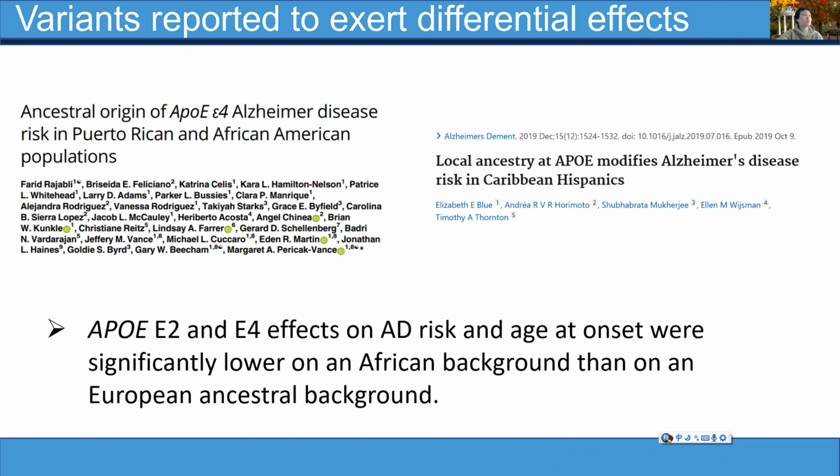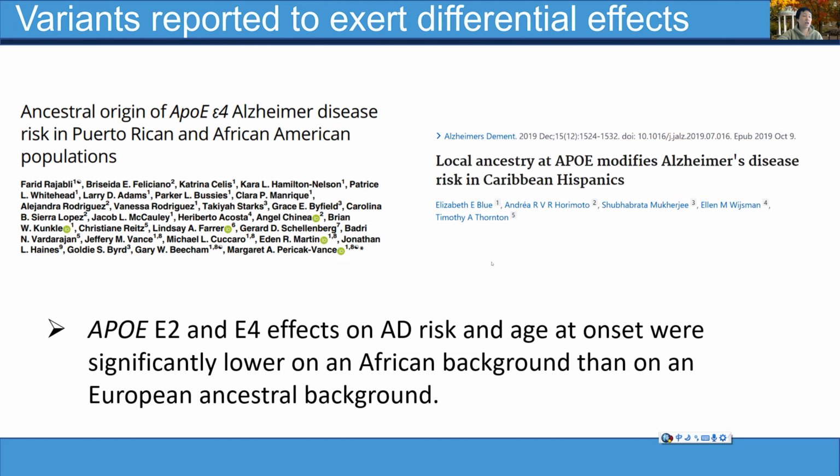The second aspect is that diversity can reveal potential differential effects across diverse groups. Here I'm showing two papers published recently. We all know the ApoE variants, particularly the E2 and E4 variants, exert higher risk of Alzheimer's disease for individuals carrying those alleles. However, we didn't know how much those alleles have differential effects across ancestral groups.